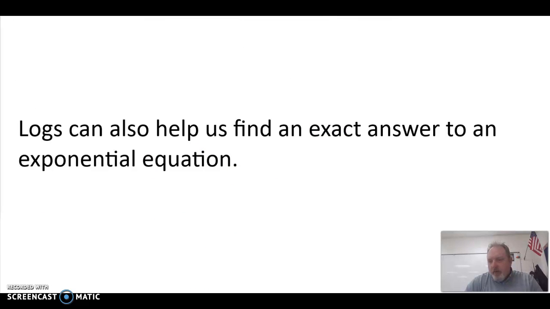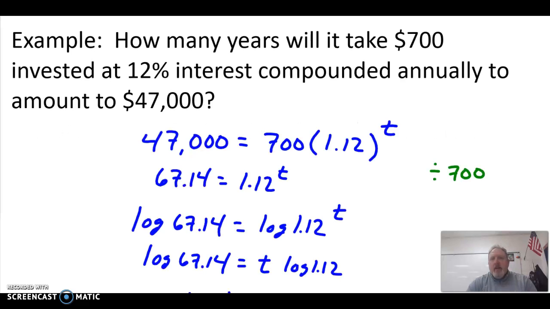We can also use logs to find exact answers to exponential equations. So that's what our next few slides are going to deal with here today. So how many years will it take a $700 investment at 12% to compound to an amount of $47,000? So again, we start with a relatively small investment of $700. It's growing at 12% per year. We don't know how long it's going to be before that is $47,000.